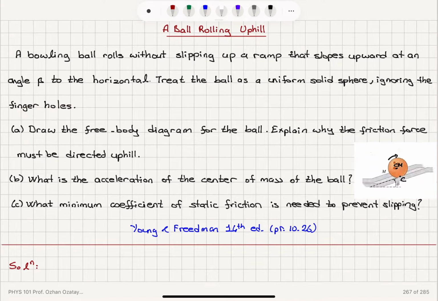Part A. Draw the free body diagram for the ball. Explain why the friction force must be directed uphill. Part B. What is the acceleration of the center of mass of the ball? Part C. What minimum coefficient of static friction is needed to prevent slipping?